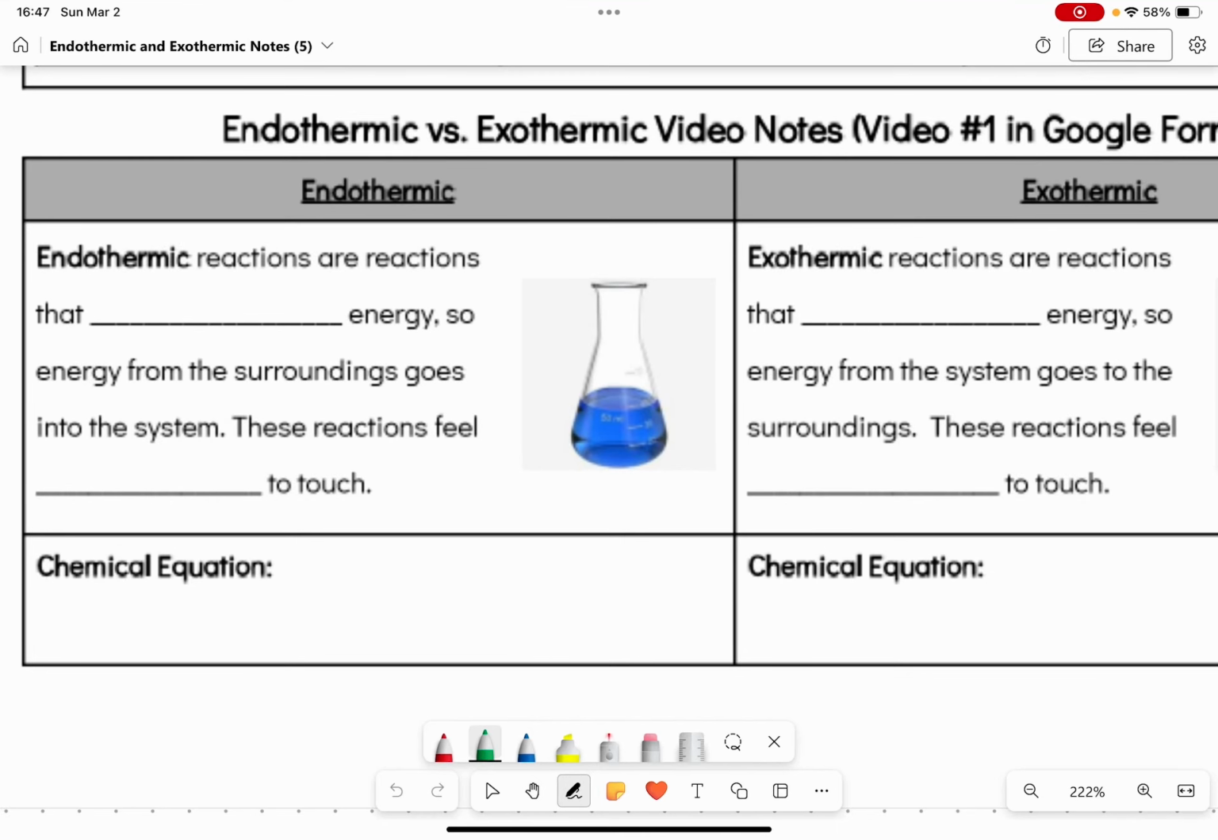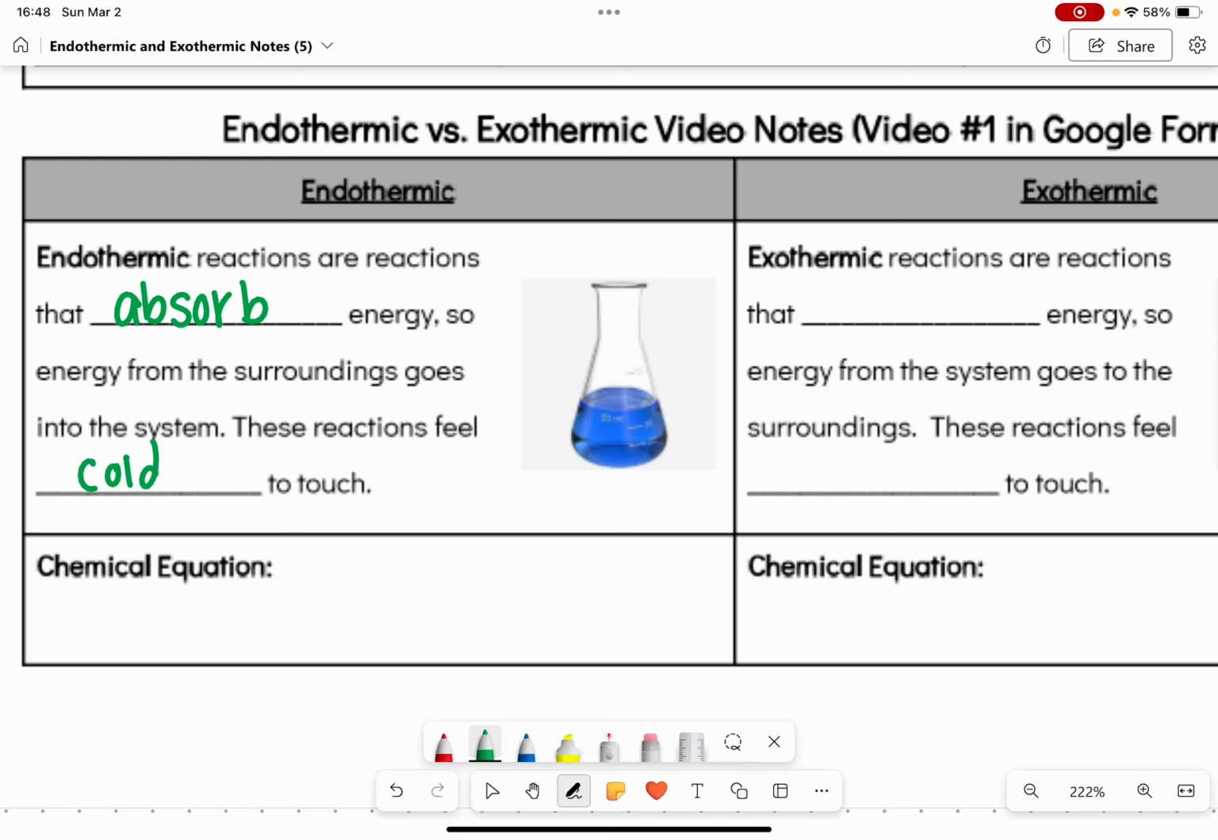In this video, I am going to go over the difference between endothermic and exothermic reactions. So as I write it on my paper, you need to be writing it on yours. Endothermic reactions are reactions that absorb energy. So energy is going from the surroundings and into the system. So the system would be the actual reaction itself. These reactions feel cold to touch.